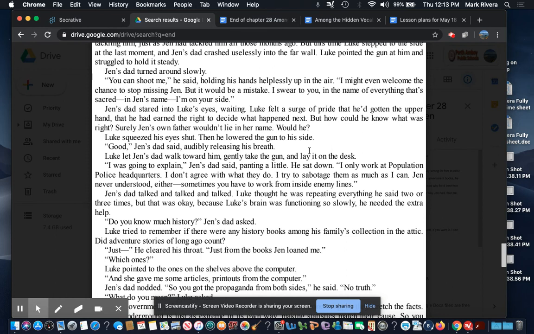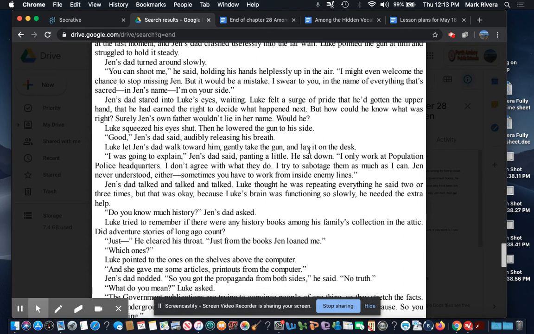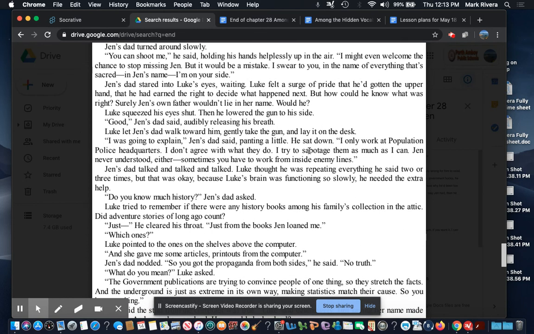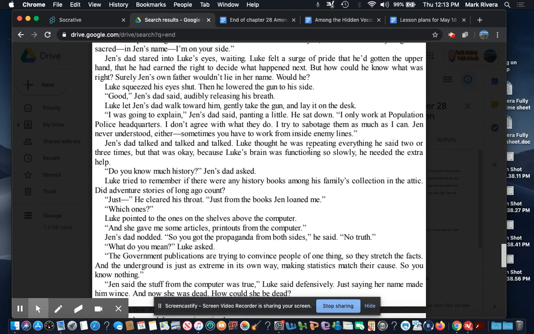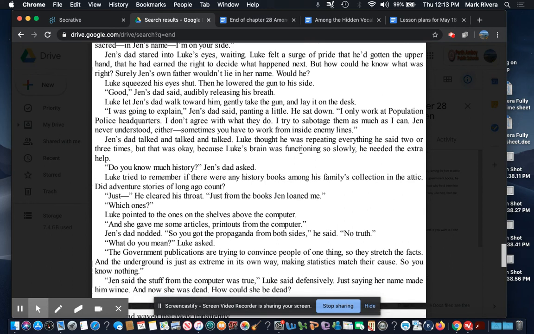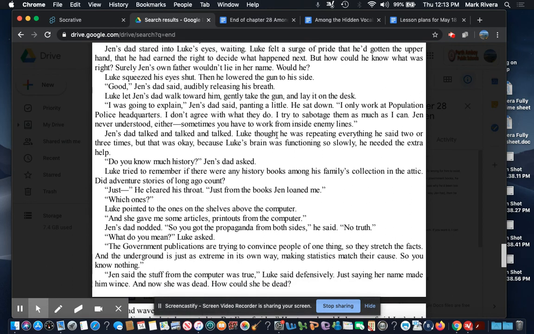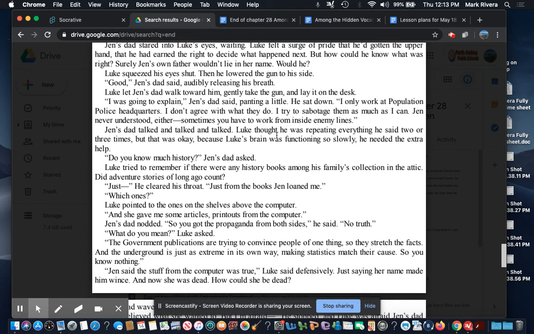Jen's dad stared into Luke's eyes, waiting. Luke felt a surge of pride that he'd gotten the upper hand, that he'd earned the right to decide what would happen next. But how could he know what was right? Surely Jen's own father wouldn't lie in her name, would he? Luke squeezed his eyes shut, then he lowered the gun to his side. Good, Jen's dad said, audibly releasing his breath. Luke let Jen's dad walk towards him, gently take the gun and lay it on the desk.